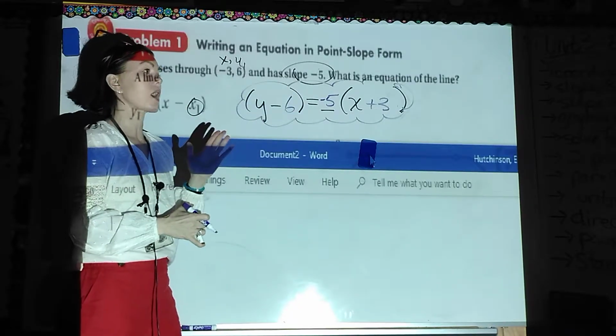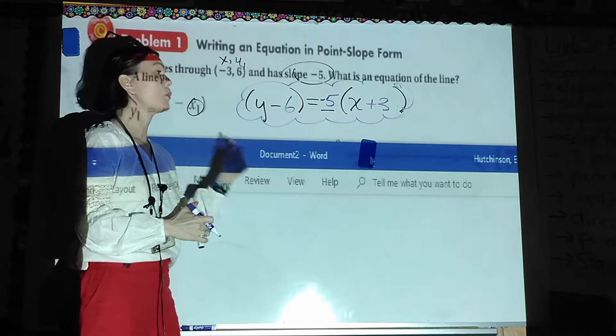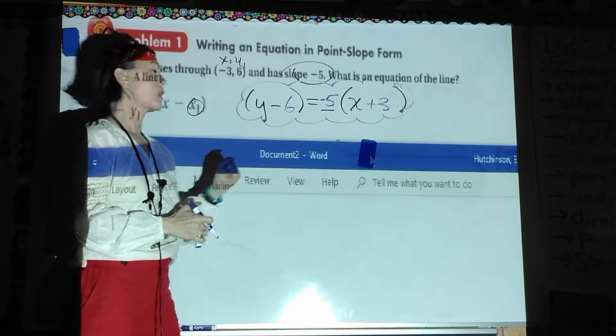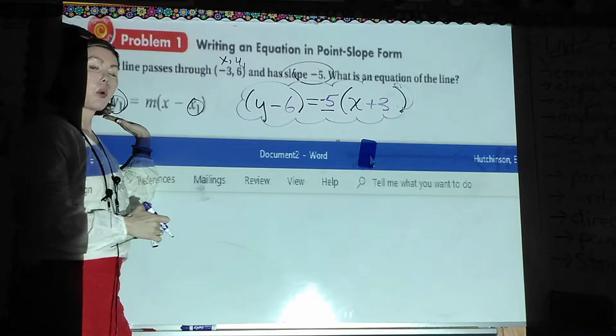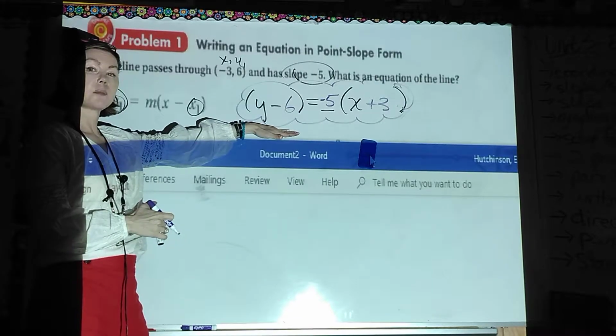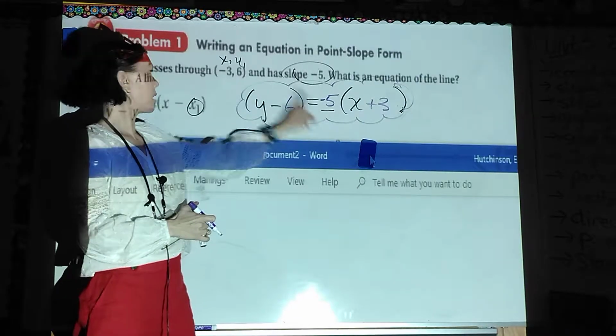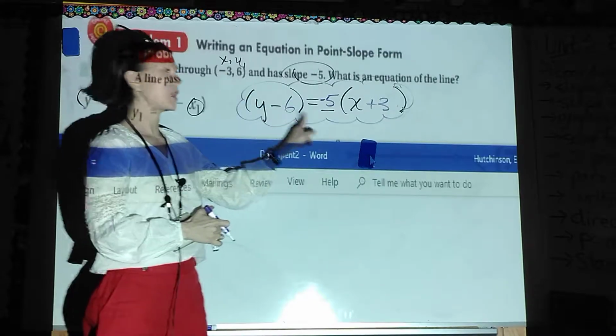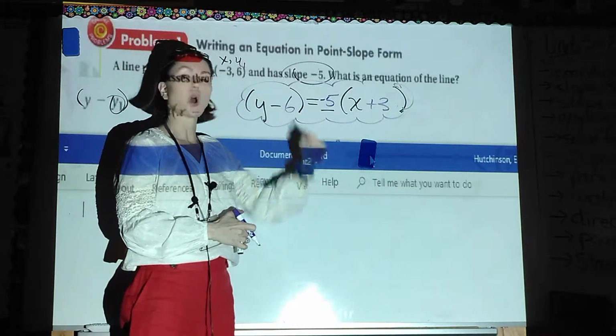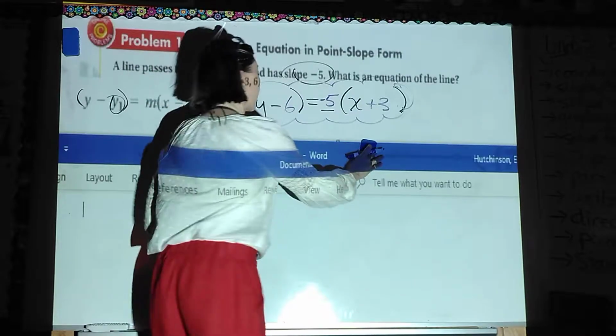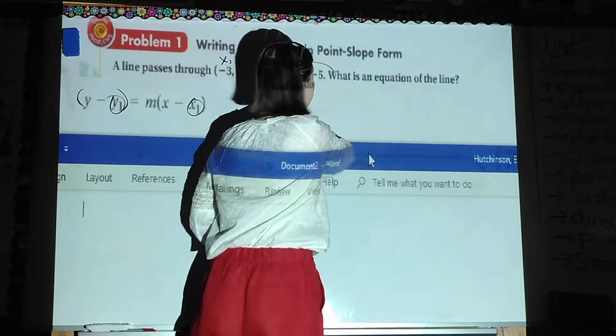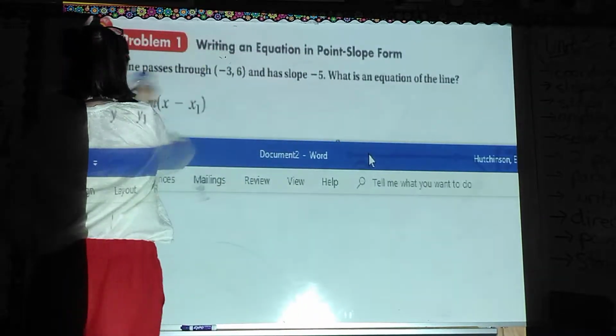So I cannot stress this enough. I hope you are listening. Write the point-slope formula, rewrite it with the empties, plug in the slope, take the point, put the y value here, put the x value here, and what? You're done. Super simple. Okay, moving on. I'm going to give you an example, and we'll go over it together.